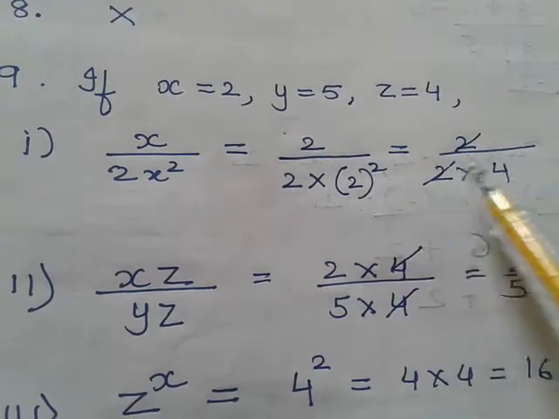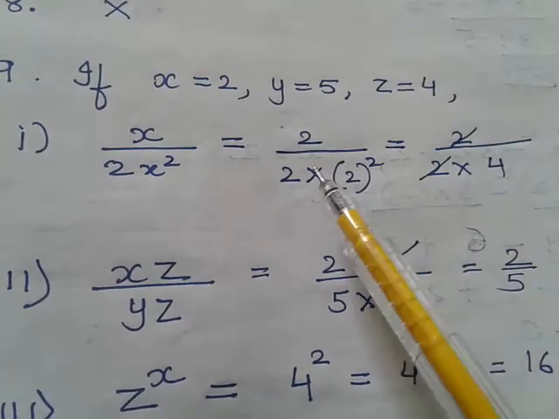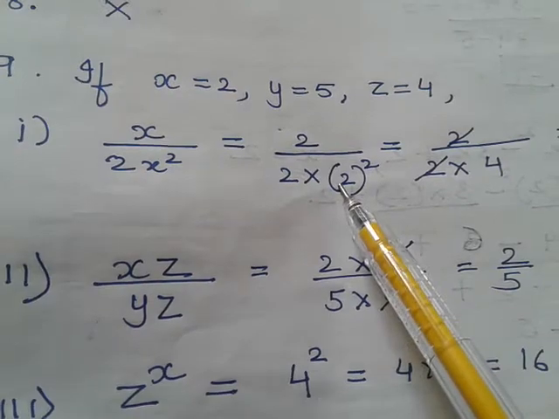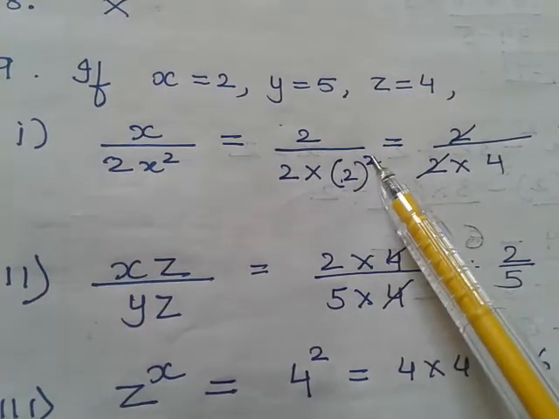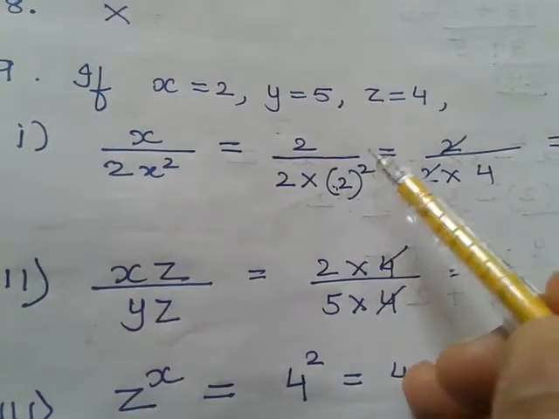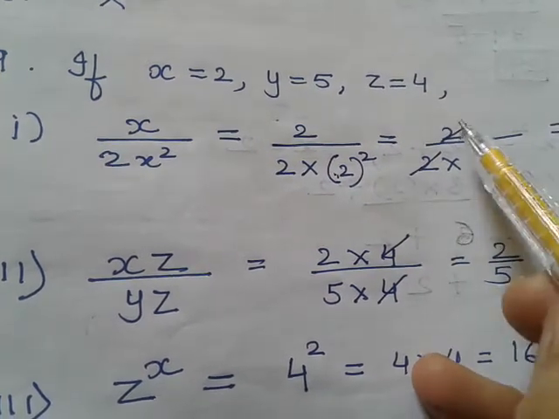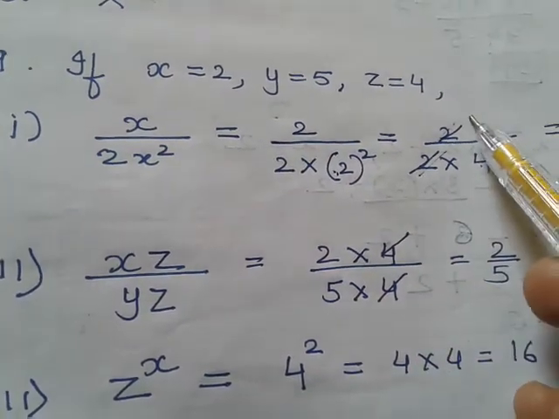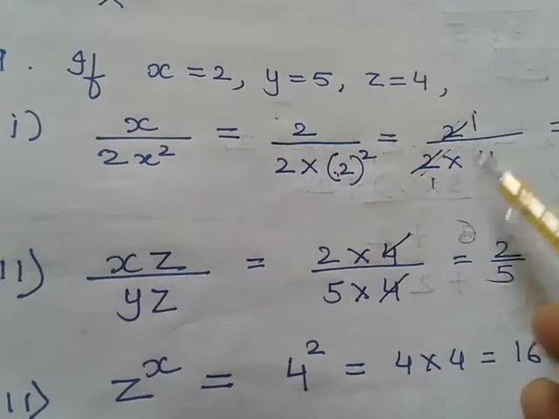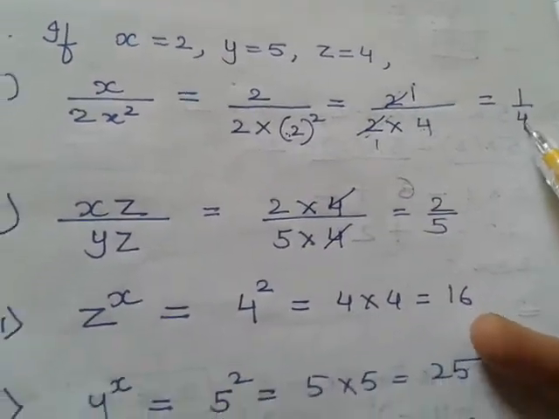What I have done here is 2 as it is, 2 square is 2 2s are 4. It's not 2 into 2; it's 2 multiplied by itself 2 times. Always remember. So 2 2s are 4. 2 with 2 gets cancelled. So 2 1s are 2, 1s are 1. So 1 upon 4 is the final answer.